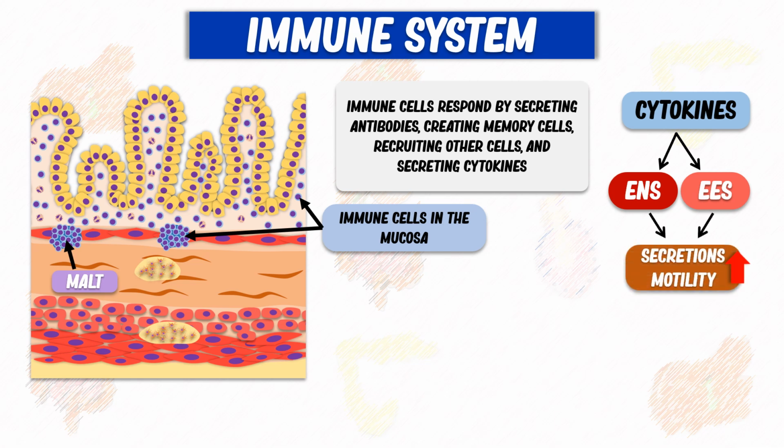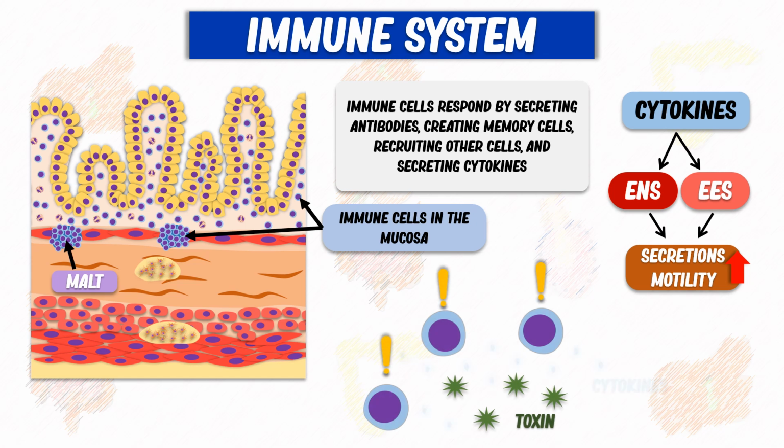For example, when a toxin is detected, immune cells secrete these substances to increase secretion, dilute the toxin, and stimulate motility to eliminate the harmful agent, which can sometimes result in diarrhea. This mechanism keeps the gastrointestinal tract protected. In the next lesson, we will discuss gastrointestinal motility.